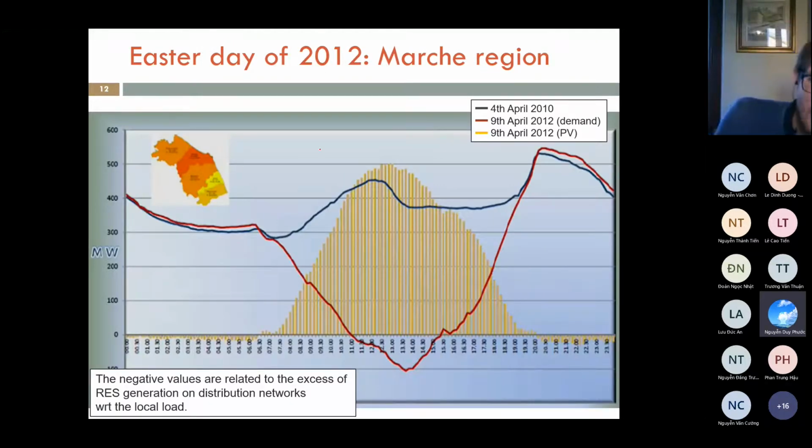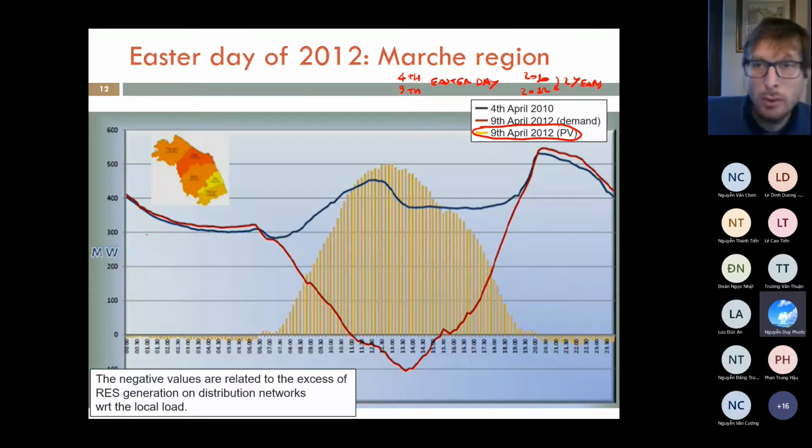Here you have another interesting example that clarifies this point for sure. In yellow you have the production from PV on the 9th of April 2012. This is the classical bell curve of a PV. The 4th and the 9th are Easter, which is a national feast here, Easter Day, one in 2010 and another one in 2012. So just 2 years between the two curves. What happens in 2010?